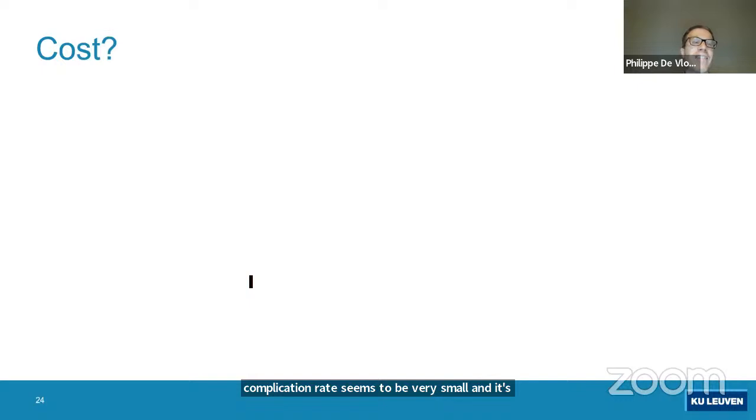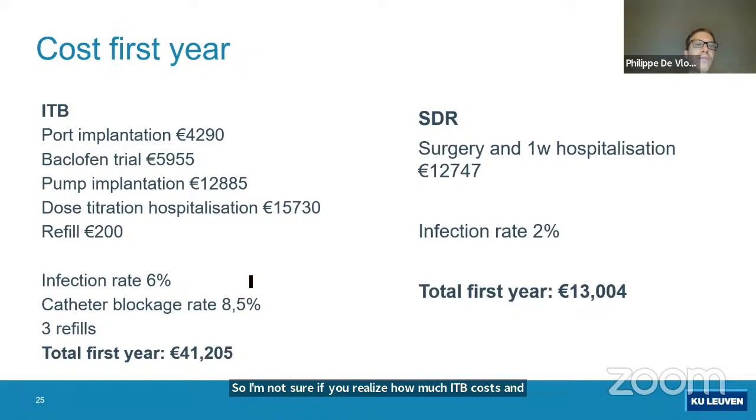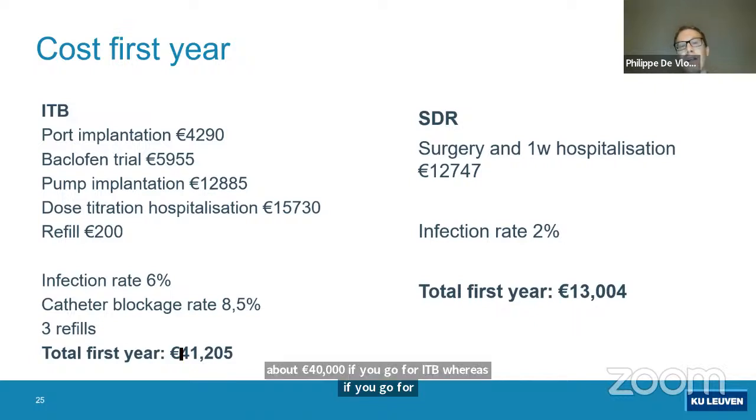So if they are as efficient and if the complication rate is lower with SDR, what could also contribute in this discussion is the cost. I'm not sure if you realize how much ITB costs, but it's a fairly expensive treatment. And so the cost for the first year has been calculated in our country, in Belgium. And you can see that if you take into account everything, including the infection rate, including the catheter blockage rate, including the refills, for the first year, it's about 40,000 euros if you go for ITB, whereas if you go for SDR, it's about 3 times less.